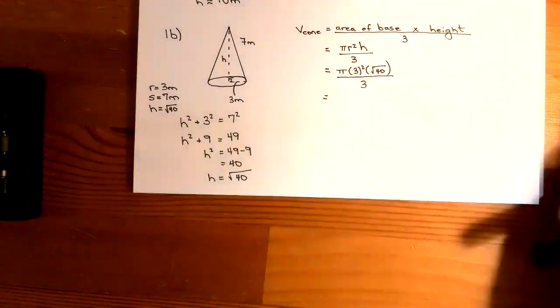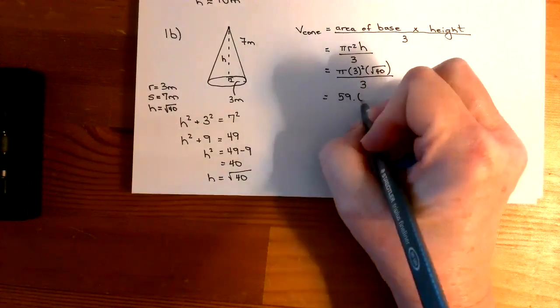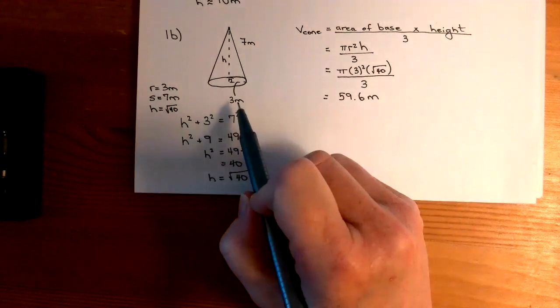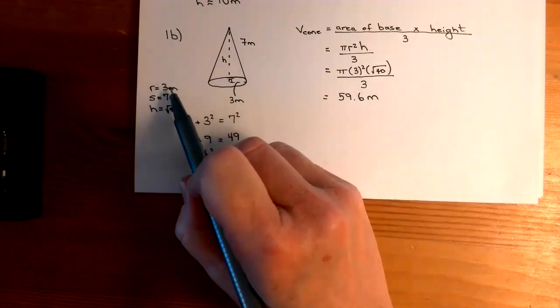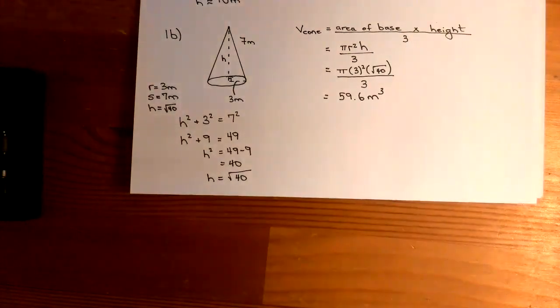So 59.6 meters. And what is it again? That's right. We've got 1 radius, 2 radius, and 1 height. So meters cubed. Hope that helps.